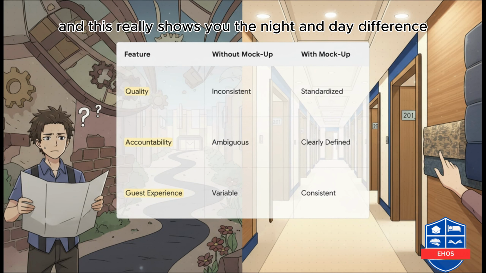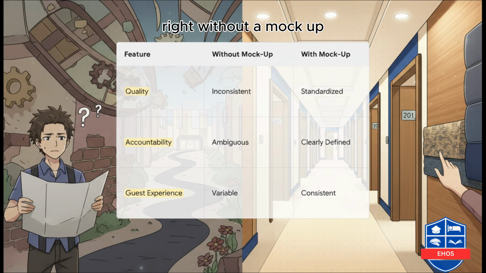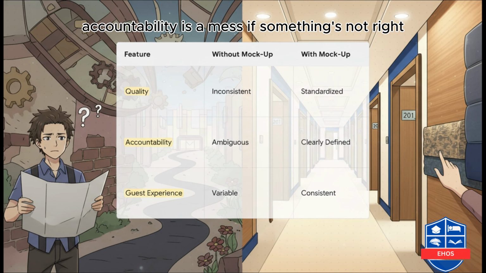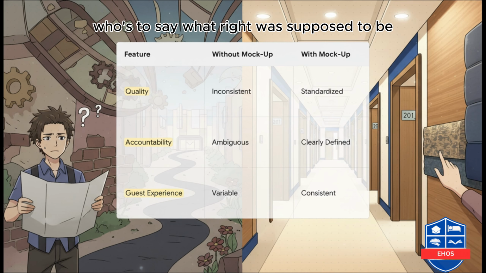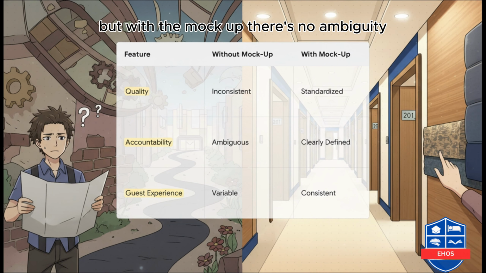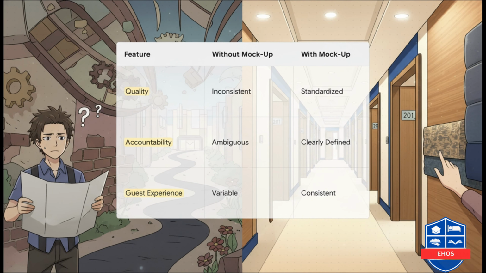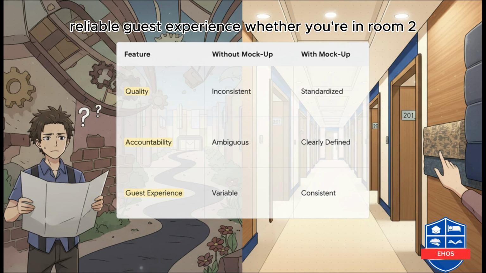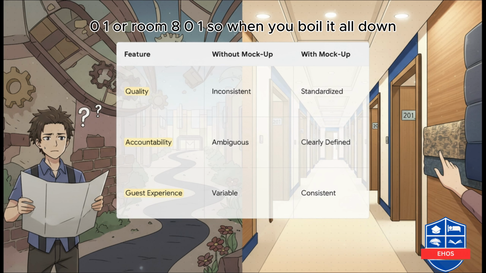And this really shows you the night and day difference, right? Without a mock-up, quality can be all over the place. And honestly, accountability is a mess. If something's not right, who's to say what right was supposed to be? But with the mock-up, there's no ambiguity. Accountability is crystal clear. The standard is literally right there for everyone to see and touch. And what does that give you? Standardized quality and, most importantly, a consistent, reliable guest experience, whether you're in room 201 or room 801.